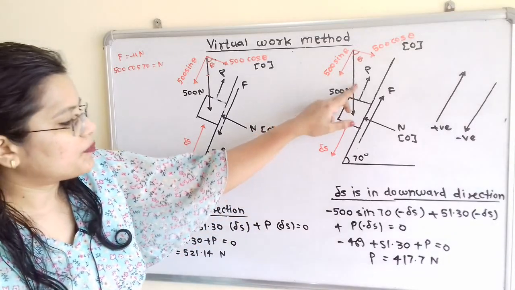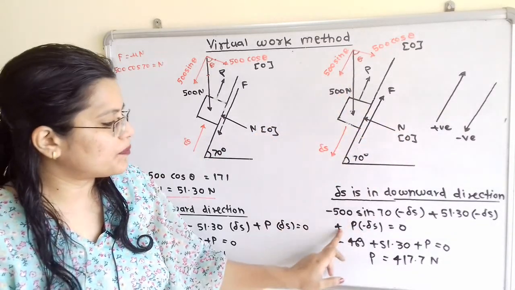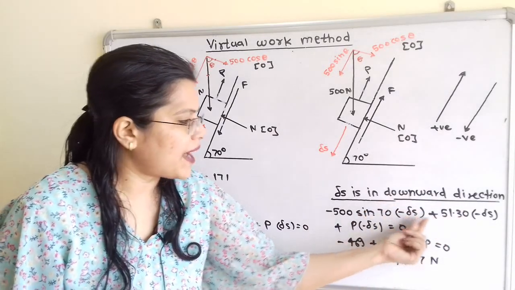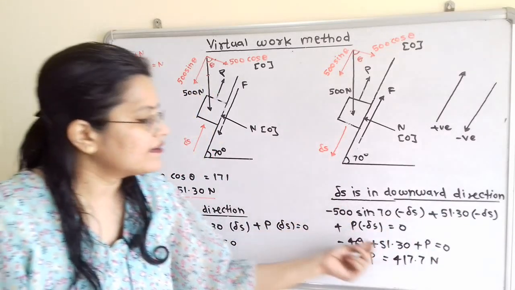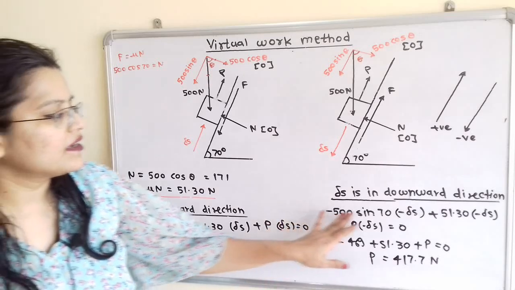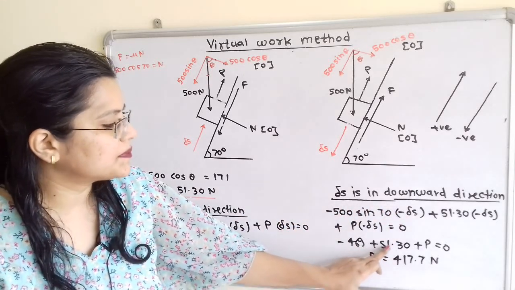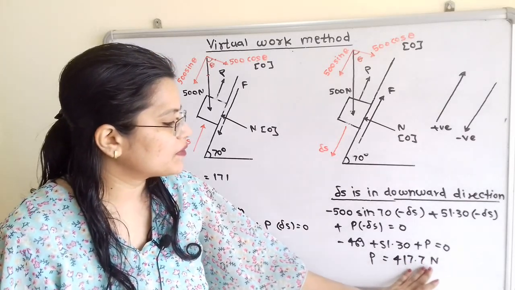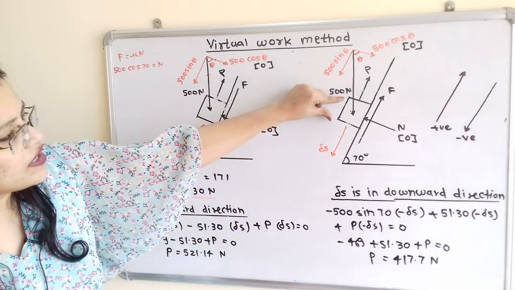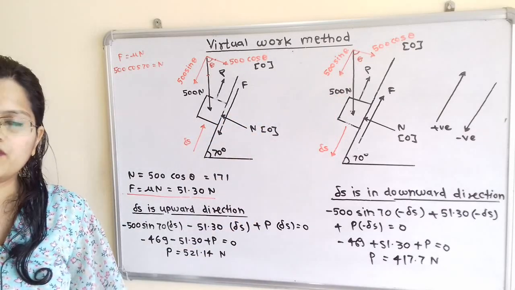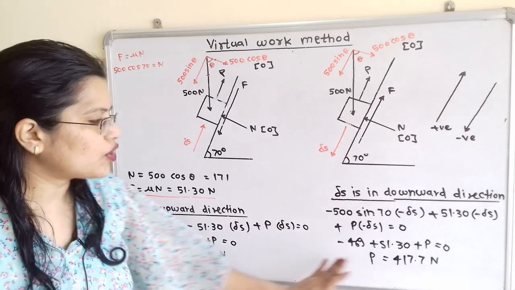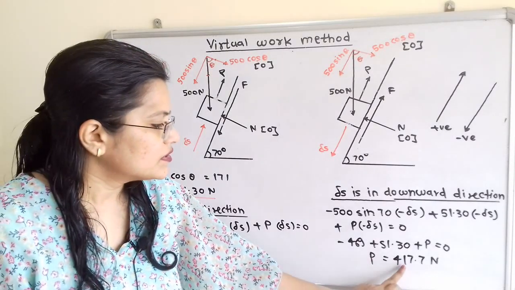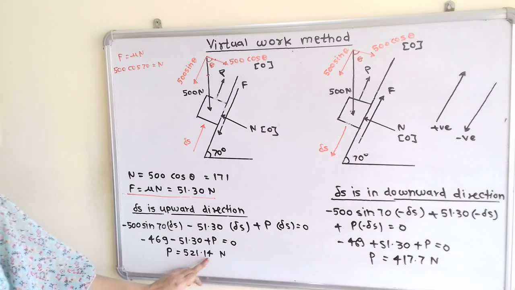And then P. So P into delta S. So here direction is upward. So plus P into minus delta S is equal to 0. Now from this equation take minus delta S as a common term and transfer to the right hand side. So the remaining answer is minus 469 plus 51.30 plus P is equal to 0. So when P is equal to 417.7 Newton, then there is the small displacement of the block in the downward direction. So this is the range of P when the system is in equilibrium. So the range of P is in between 417.7 Newton to 521.14 Newton.